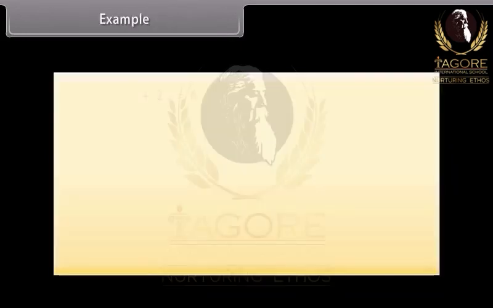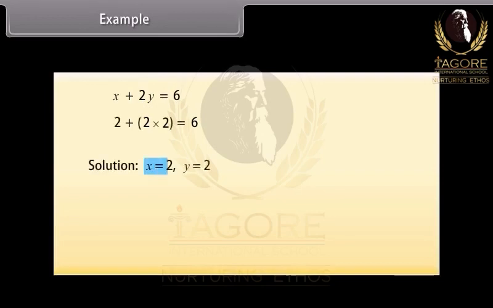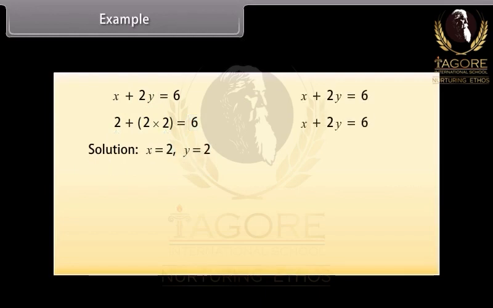Example. Let's now find 4 different solutions for this equation. By looking at the equation, we can say that x = 2, y = 2 is a solution because on substituting x as 2 and y as 2, we get the answer 6. Now let us choose x as 0. With this value of x, the given equation reduces to 2y = 6. And substituting y as 3, we get the answer 6. So, x = 0, y = 3 is also a solution for x + 2y = 6.